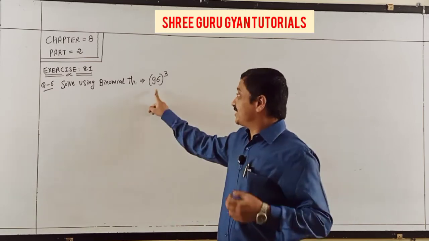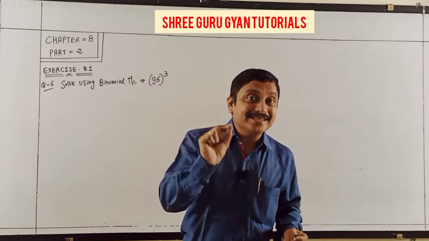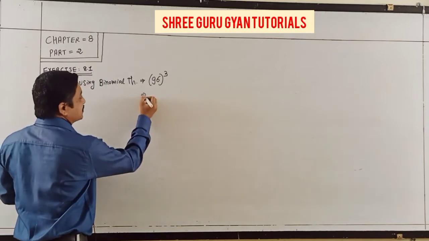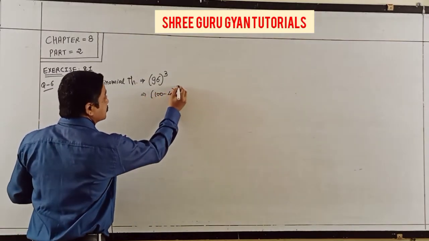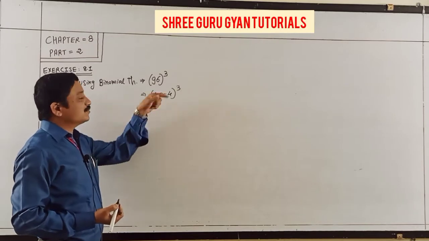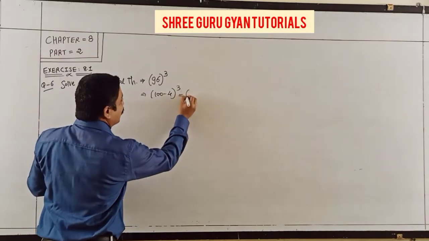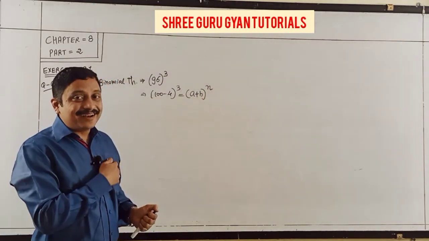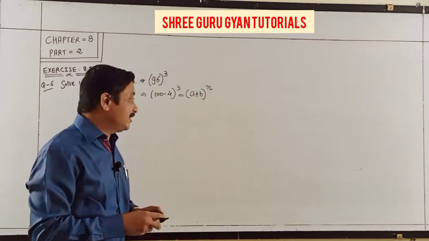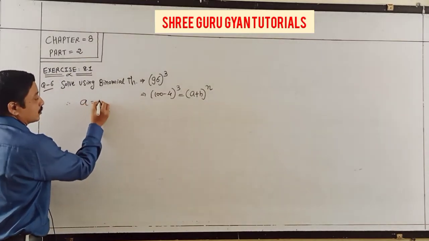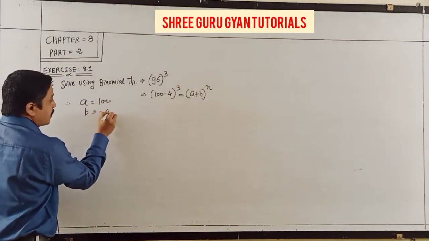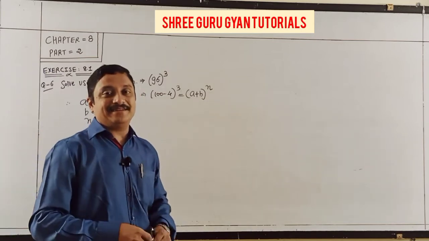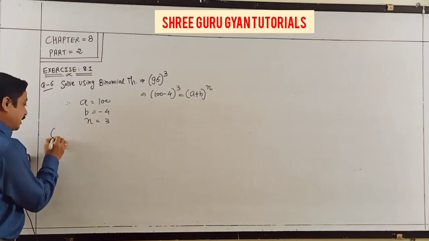So very easy, 96 I converted, 90 plus 6 or 100 minus 4. So I just combine, which is 100 minus 4. 100 minus 4 is 96. And this is also called (A plus B) to the power n. Now easily you can tell A, B and n. So what's your A? B and n become 3. And this value, students, I just apply in the property of binomial theorem.